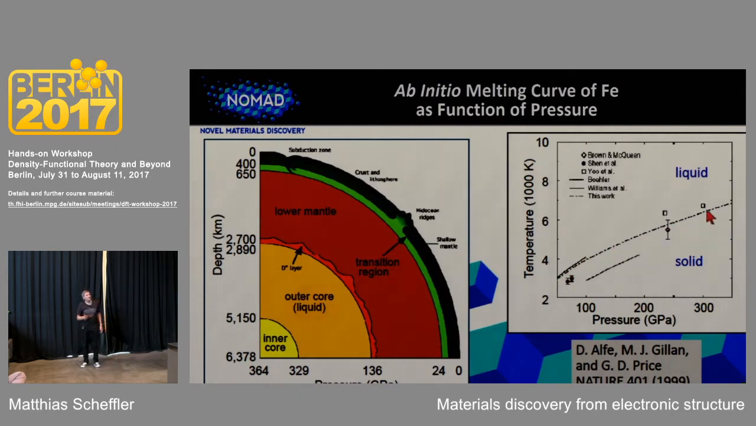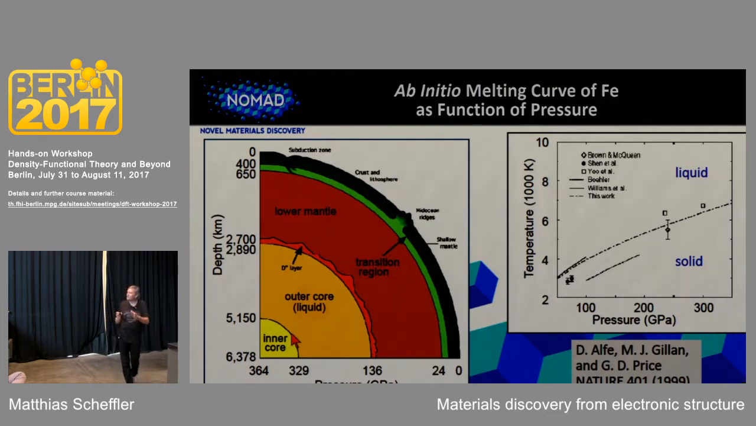You can calculate, so this line is a calculated melting curve of iron, going from solid to liquid. And that means at 329, here, going to this is the point, you go to here, and you're at 630 Kelvin. Basically, knowing the pressure and knowing the melting curve, you know the temperature at this point. So this is what you should do.